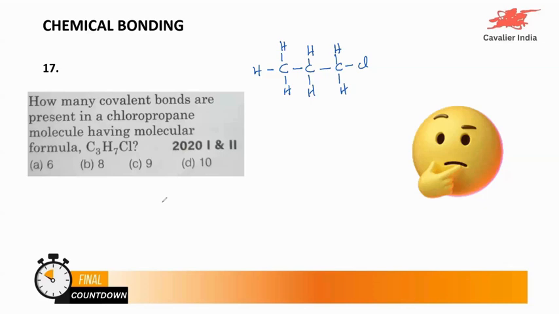Let me check the answer. Is it C? 9 is the answer. See, 1, 2, 3, 4, 5. Okay, D is the answer, right? Because 1, 2, 3, 4, 5, 6, 7, 8, 9, 10. So the total number of covalent bonds present here is 10. Clear, everyone?